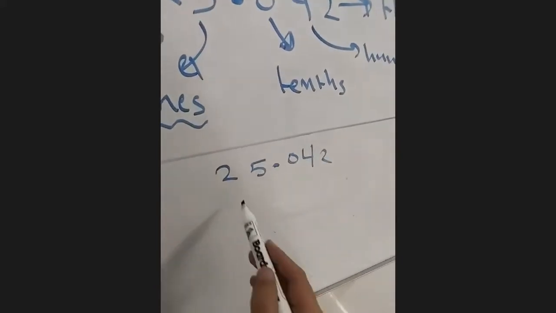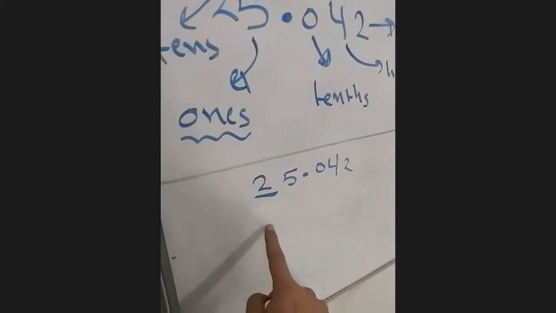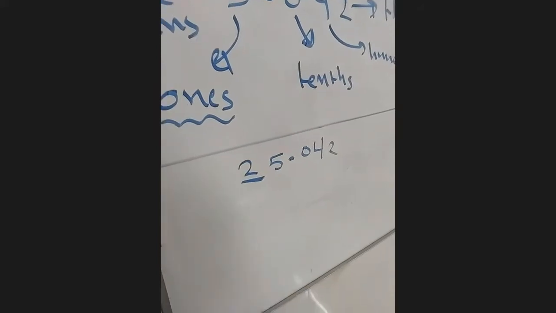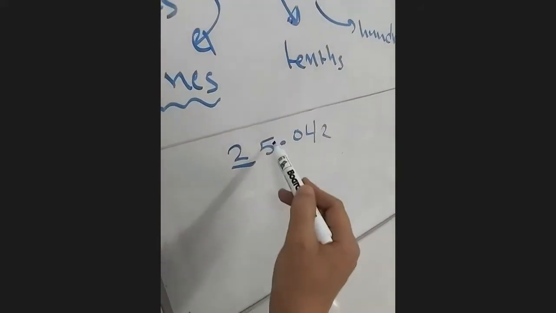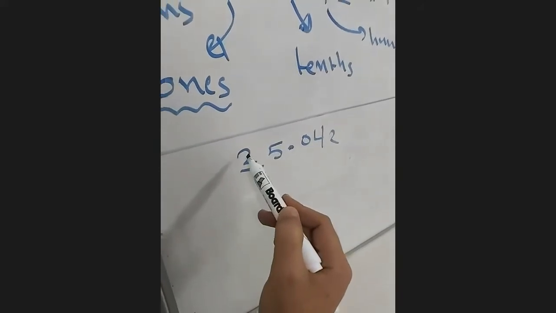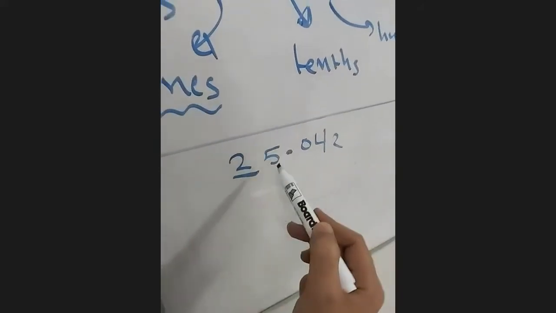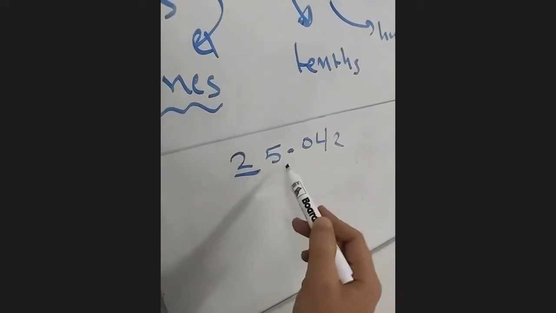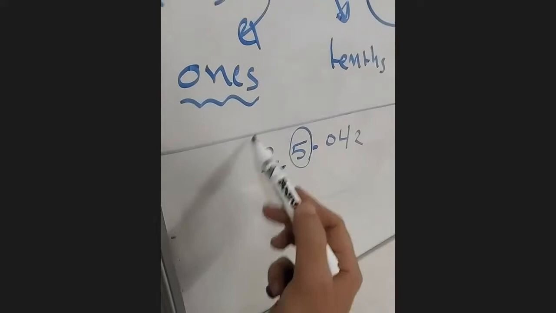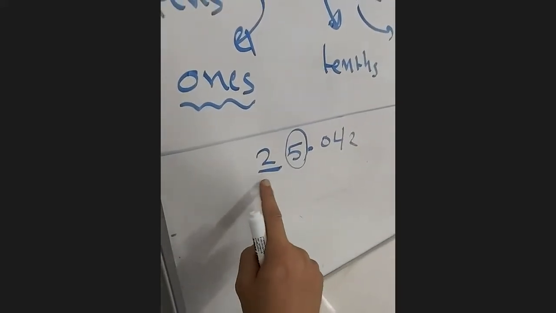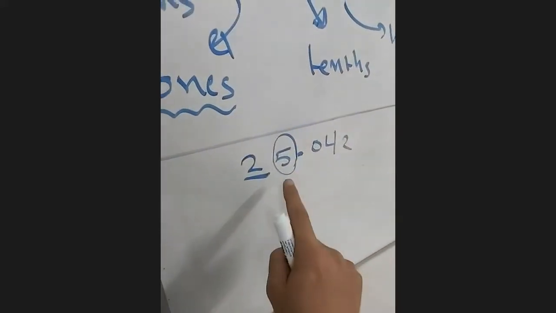Assume that I want to round this 2, the underlined digit here. Now I will take a look at the number after it, and here it is 5. This number here, the circled number, is after the wanted digit. The wanted digit to round is 2, and the number after it is 5.